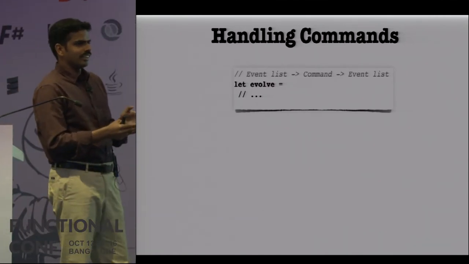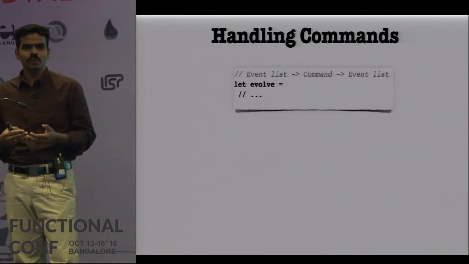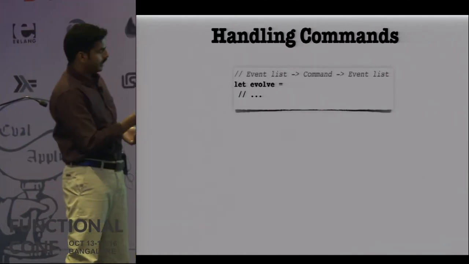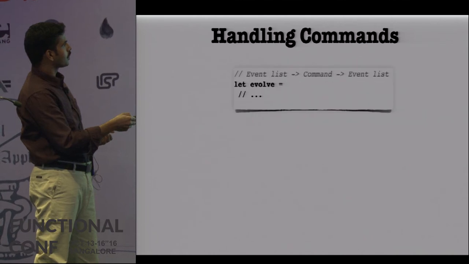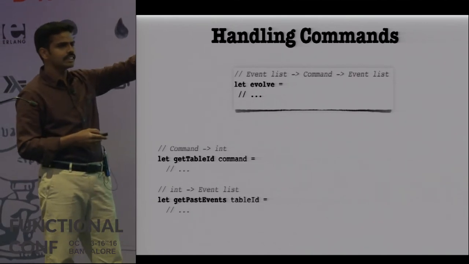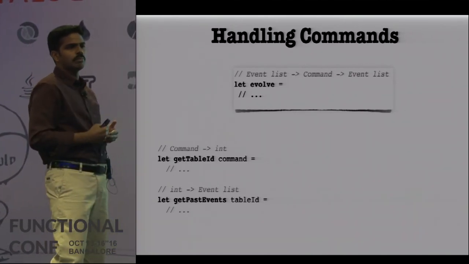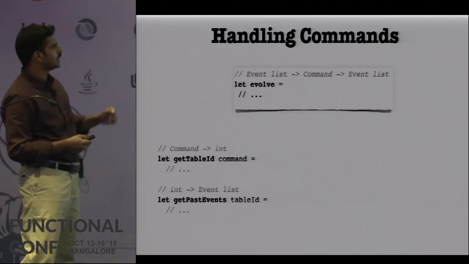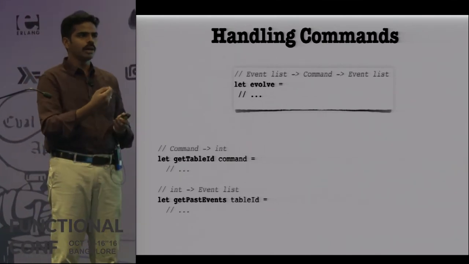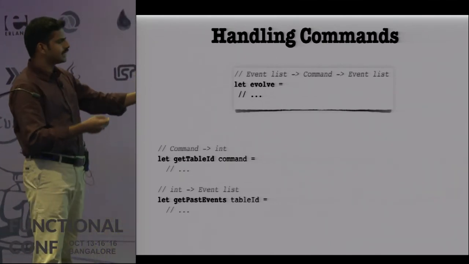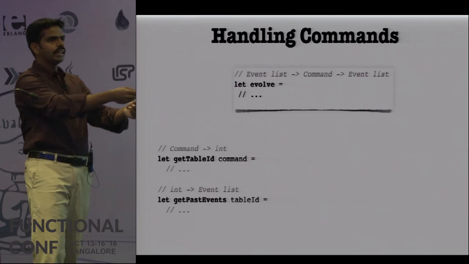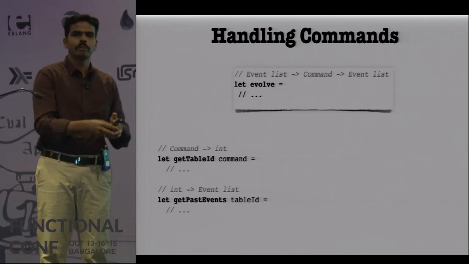But in order to make it really useful, we need to expose this as an API, right? In order to expose this as an API, the command is coming from the user. In order to fetch the existing events, we need to have some database access. So let me define two more functions. Get table ID takes a command, and from the command, it takes the table ID. And get past events is an impure function. I'm going to call that function by giving the table ID. It is going to fetch me the set of events that happened on the given table.